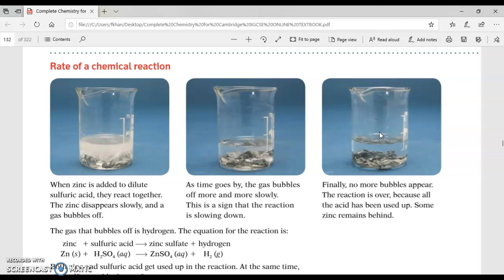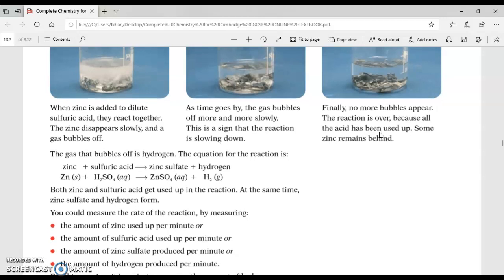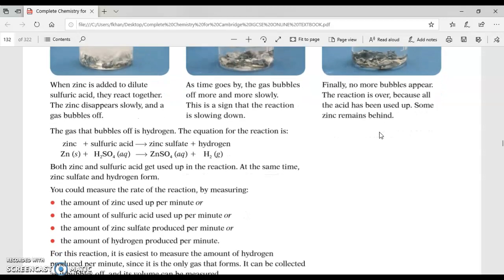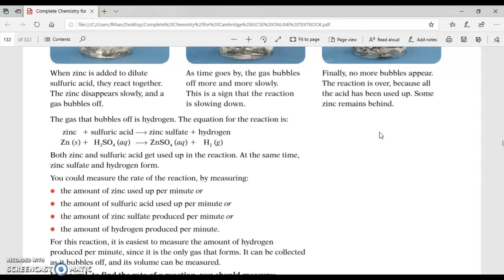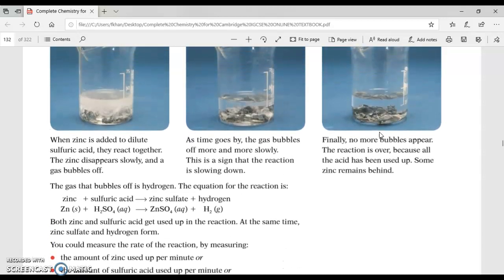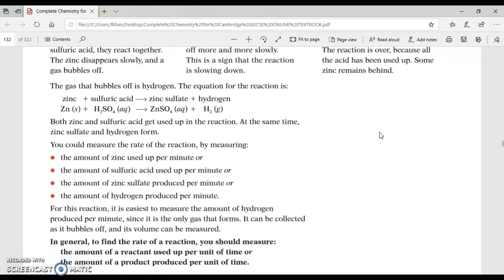So as time goes by, in the second picture, the gas bubbles off more and more slowly. It's a sign that the reaction is slowing down. And finally, you don't get any more bubbles appearing. The reaction's over. All the acid particles have been used up, H+ ions, positive protons. Some zinc remains behind. That's because the zinc is what we term in excess. There's more of the zinc than actually the acid particles that can react with them.